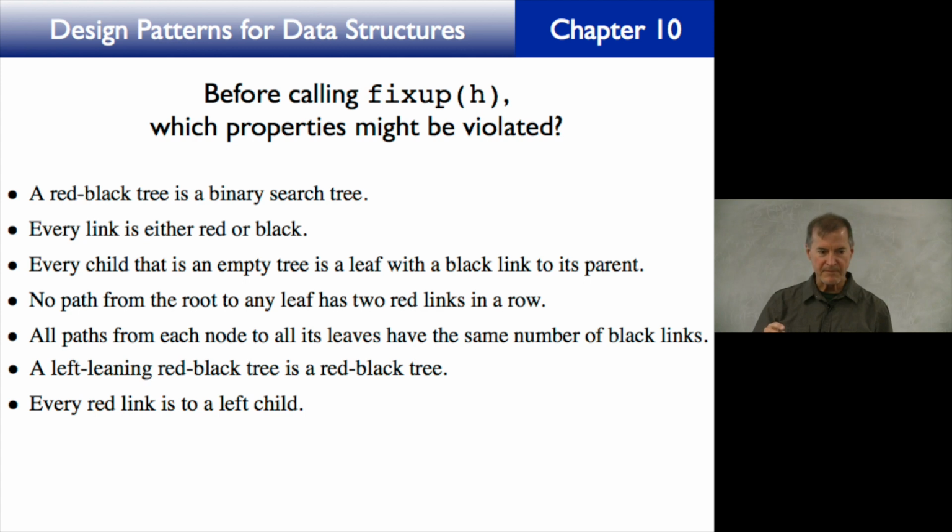No path from the root to any leaf has 2 red links in a row. That should be true. No path from a root to any leaf has 2 red links in a row. I feel like you don't know. I think it might. You are right. It might be violated. Why? How could that happen? It just depends on where it was. And how could you have 2 red links in a row? Now you know it's a left-leaning red-black tree, right? So how could that happen?